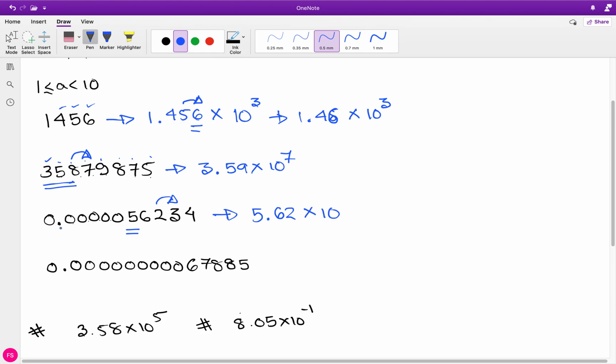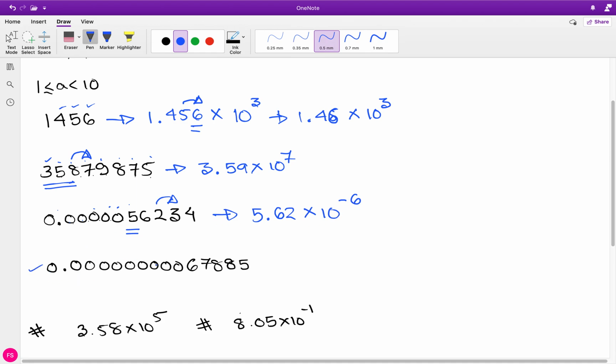Then you have to count, like you move the decimal point, right? How many places did you move? 1, 2, 3, 4, 5, 6. So I'm going to write -6 because this is a decimal. So we use negative sign when it's a decimal number, when it's a very small number.